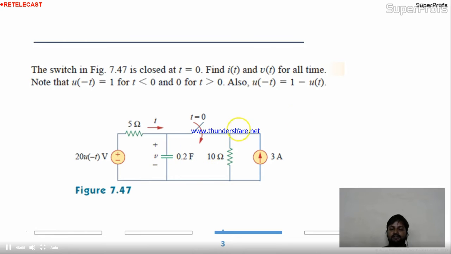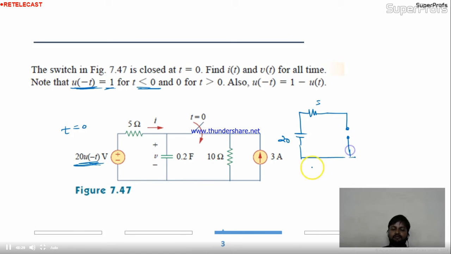Wait a minute. It was open, so the circuit was like 5. Before t equal to 0 we are talking about. Before t equal to 0, the value of the source is 1, so I can write it 20. What about the capacitor? The capacitor will be open, because before t equal to 0 we are having the circuit working in a steady state, initial steady state for a long time.